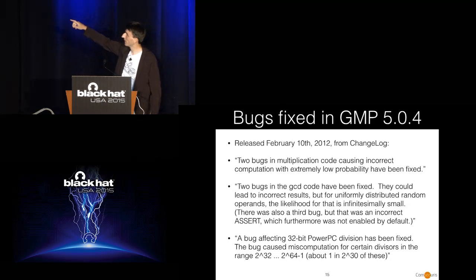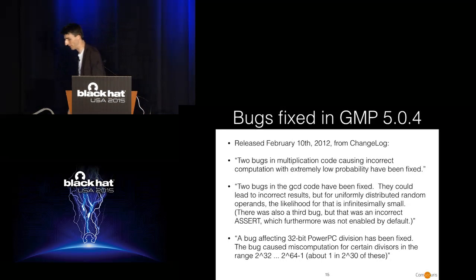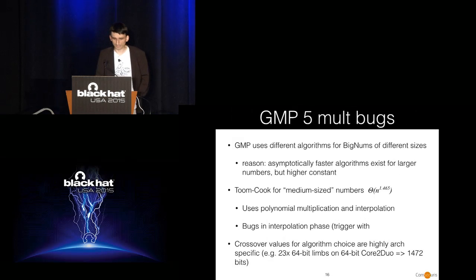The first bug is, again, something multiplication related. It just says 2 bugs in the multiplication code that cause an incorrect computation with extremely low probability, and 2 bugs in GCD, with a likelihood that is infinitesimally small, which is a very interesting wording for something where you calculate with concrete numbers.